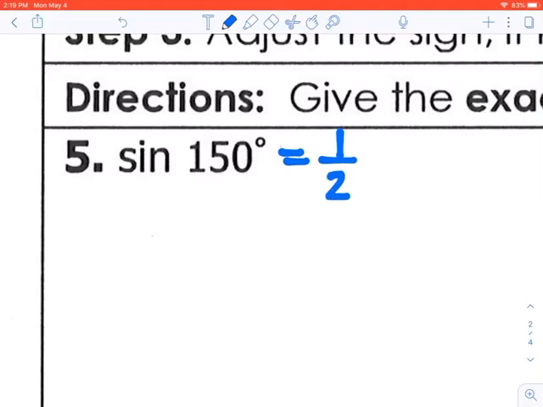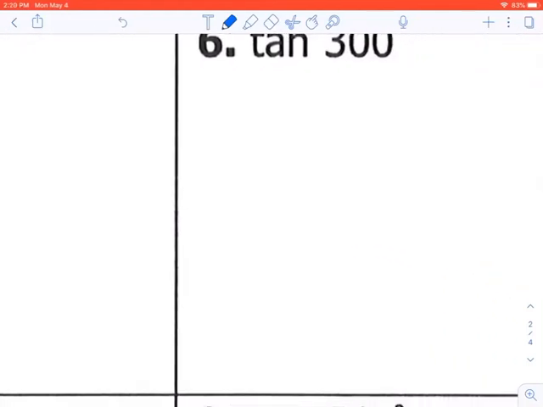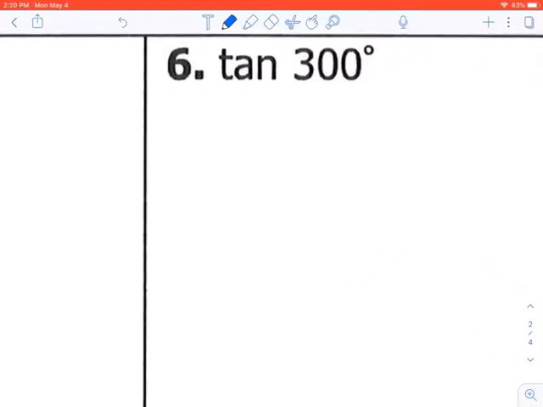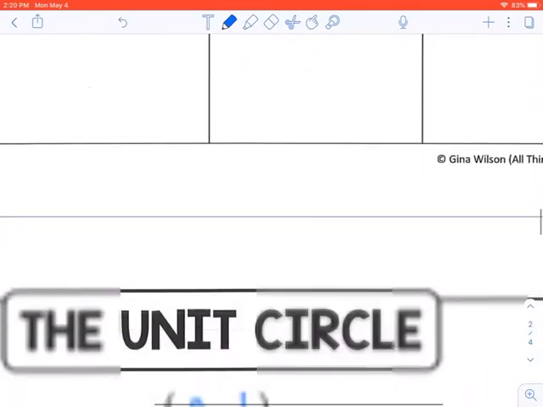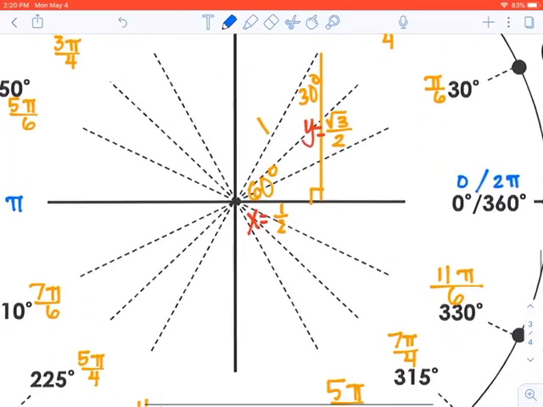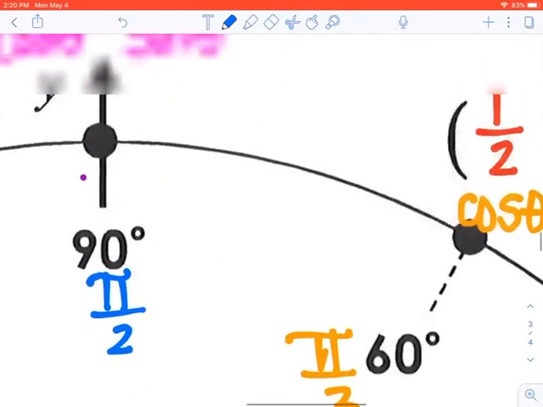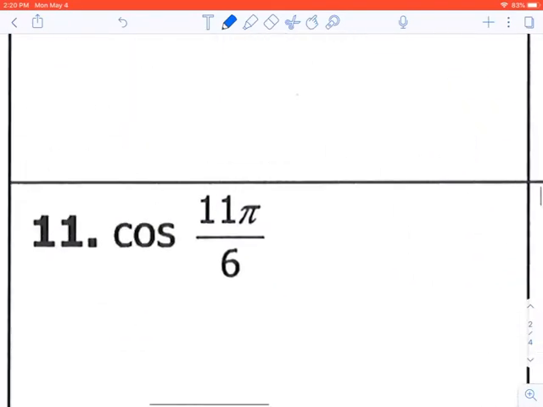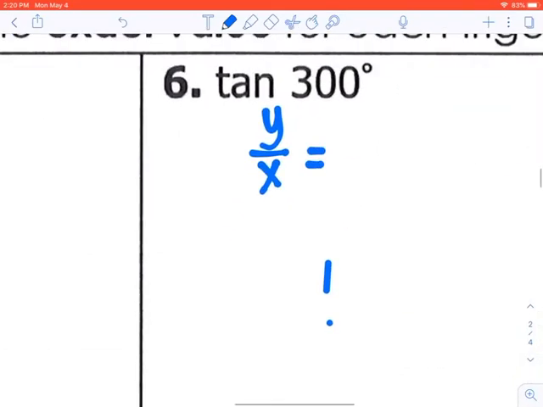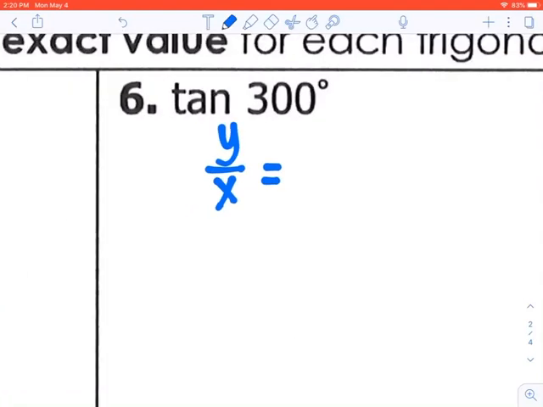Sometimes you will have to do work, like the tangent of 300 degrees. Tangent is y divided by x. So when I go to 300 degrees on my unit circle, coming down here, I see my y is negative root 3 over 2, my x is 1/2. So I'm going to do negative root 3 over 2 divided by 1/2. Let's do the work on that. So, negative root 3 over 2 divided by 1/2.